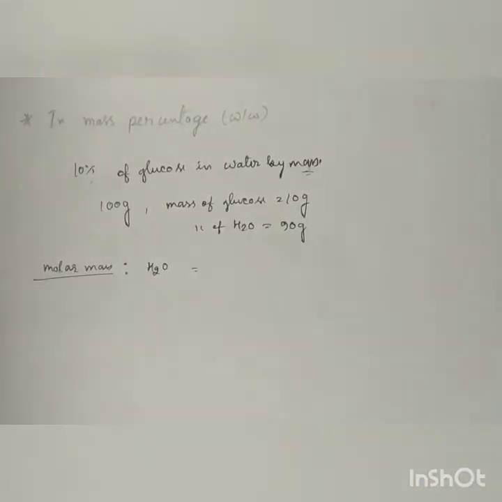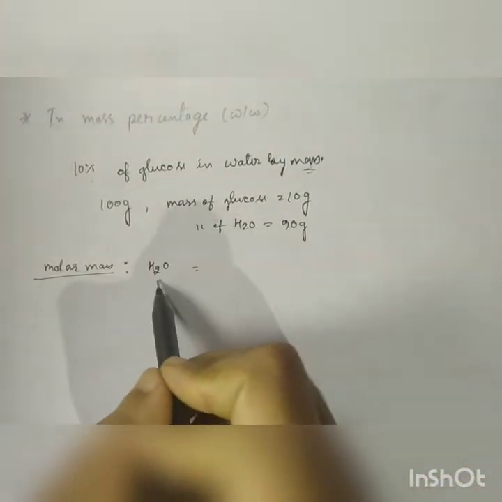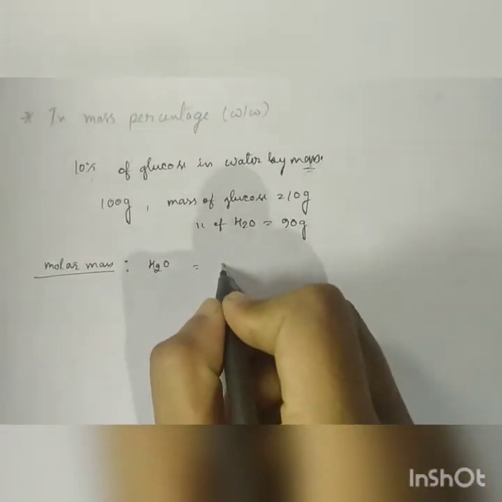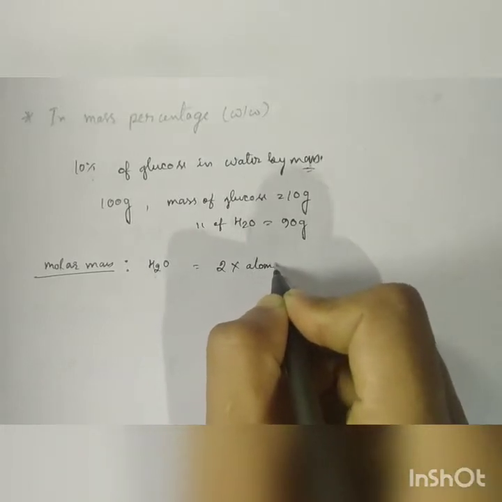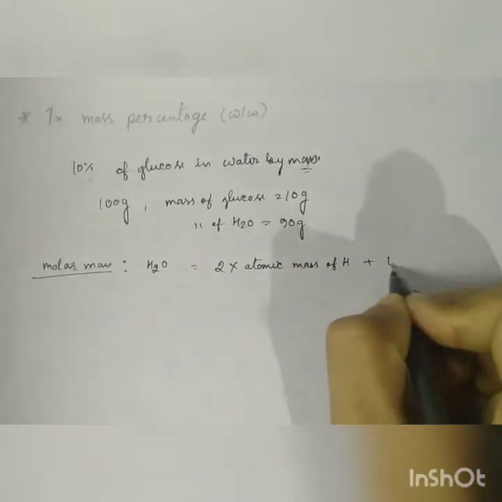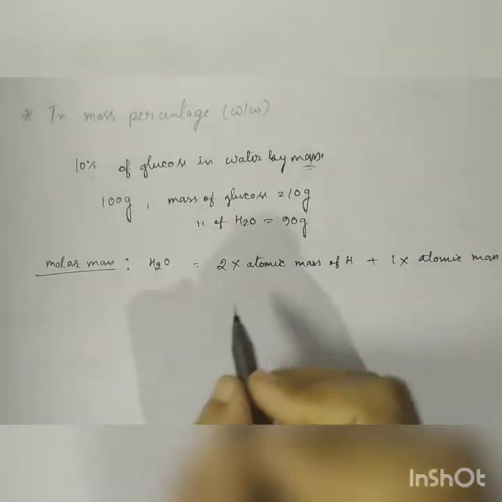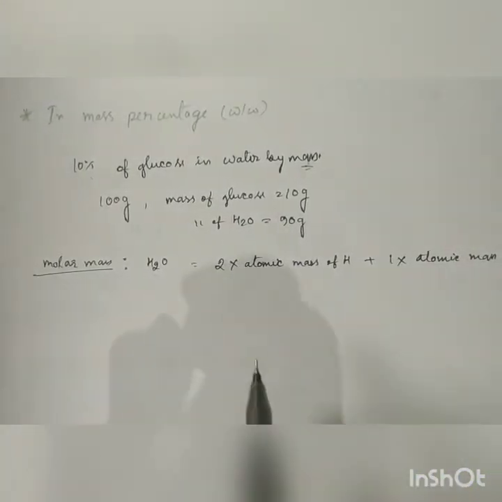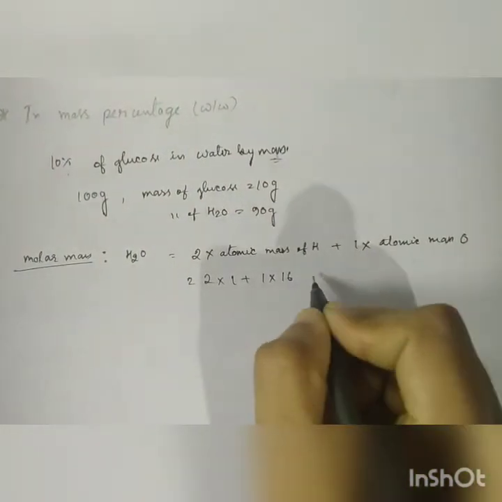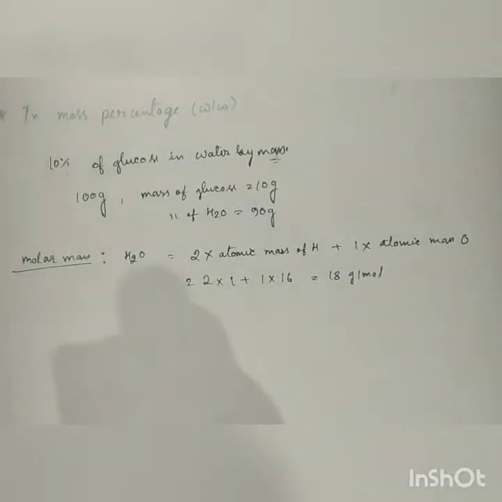Our next one is what? Molar mass. You already learned about the molar mass in your first year. So how to calculate the molar mass? Let us take the example of water. Here the number of hydrogen is 2 into atomic mass of hydrogen, plus number of oxygen into atomic mass of oxygen, for the water molecule. We know that the atomic mass of hydrogen is 1, plus 1 into the atomic mass of oxygen, which is 16, so this will be 18 gram per mole. So we calculate the molar mass in this way.